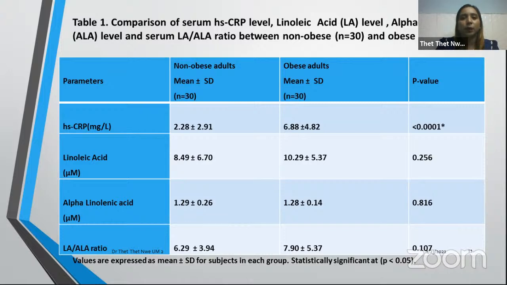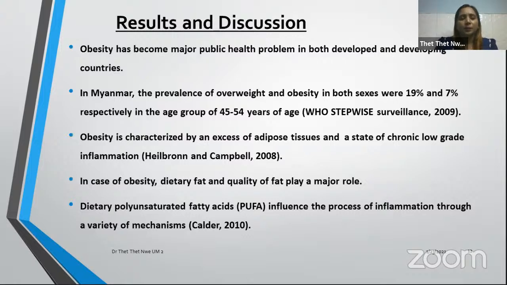Serum LA level was relatively higher in obese group than the non-obese group, but the difference is not statistically significant. ALA level between obese and non-obese adults show no statistical significance. LA by ALA ratio was relatively increased in obese group than the non-obese group, but the difference is not statistically significant.